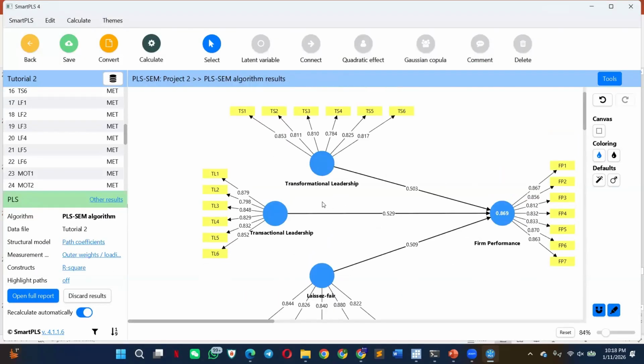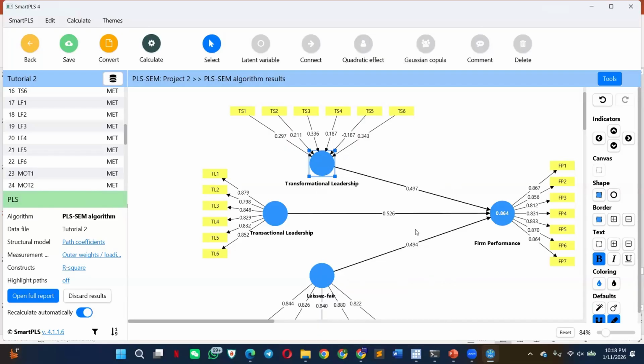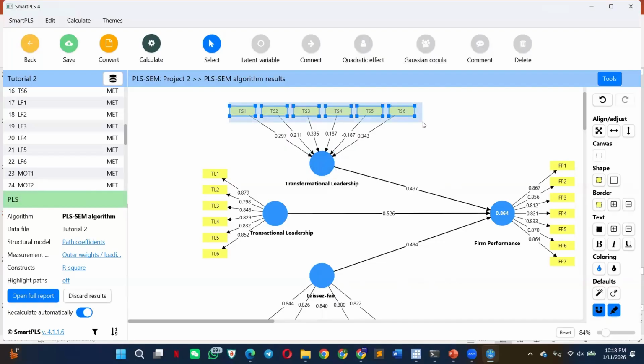So assuming that it was supposed to be formative, how do you invert these arrows? We just have to first run the PLS algorithm and see, and then you right click on the construct. When you right click on it, you see invert measurement model, or you can use the shortcut key Alt plus Q. So I'll just press on this. The arrows will now turn pointing towards the construct. So it means that the indicators here are the ones forming transformational leadership.